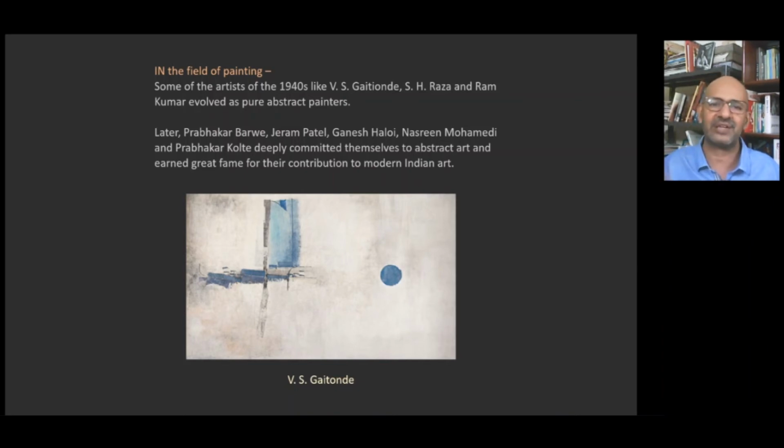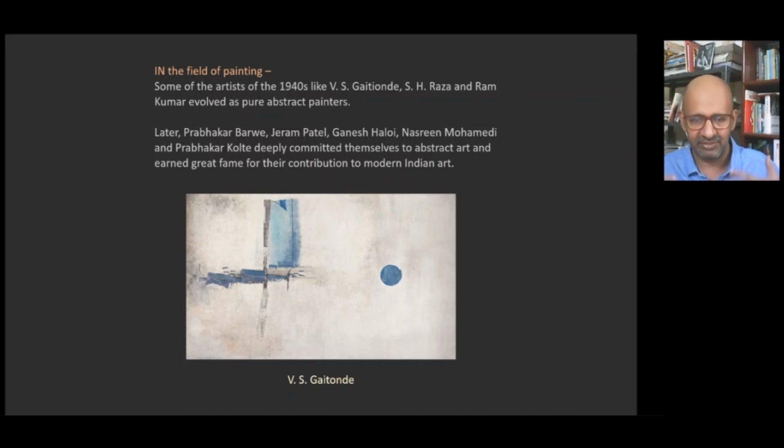Now let us look at some abstract paintings. Again, in the field of painting, some of the best and very well known artists of the 1940s like V.S. Gaitonde, S.H. Raza, Ram Kumar later evolved as pure abstract painters, and you all know that V.S. Gaitonde right from the beginning was an abstract painter. Then later Prabhakar Barve, Jram Patel, Ganesh Haloi, Nasreen Mohamedi, Prabhakar Kolte, they deeply committed themselves to abstract art and earned great fame for their contribution to modern Indian art and specifically the domain of abstract art.